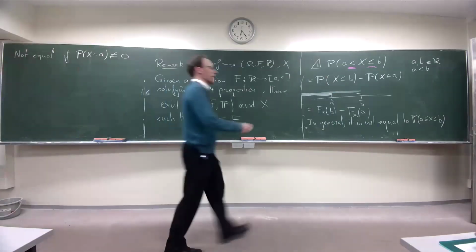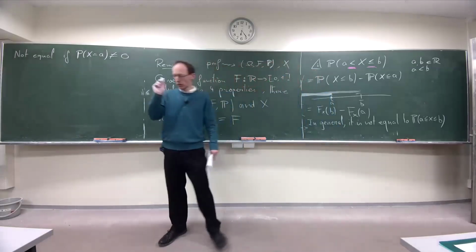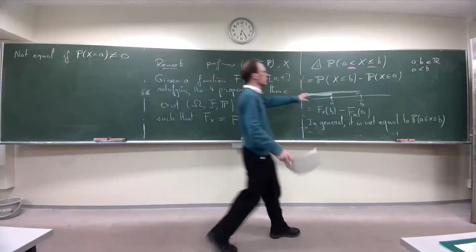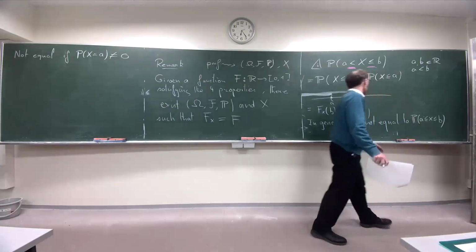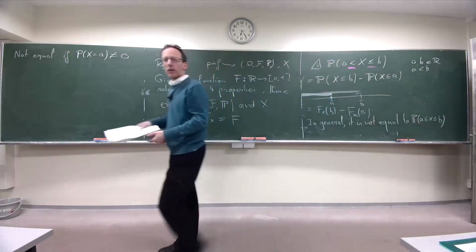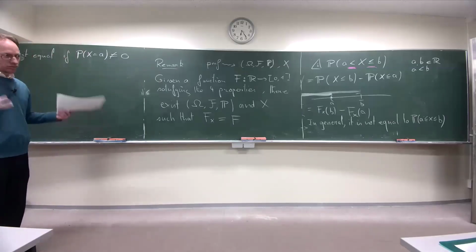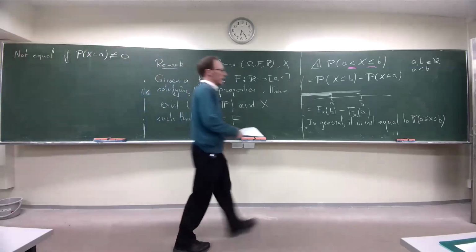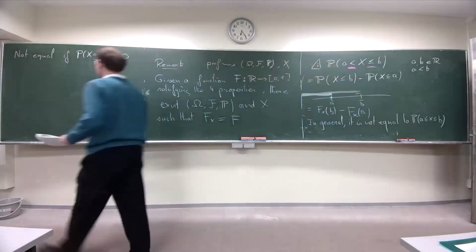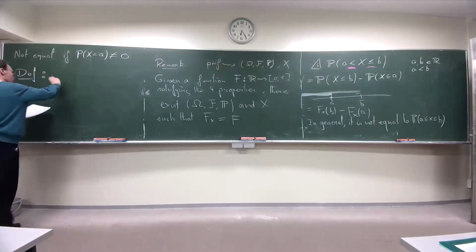So one point can be important. If the point a has a certain probability which is not 0, then these two quantities are not equal, because whether you include a in this interval or exclude it matters if a has a certain weight. So you would like to say when these two quantities are equal or not. There is a natural definition, and you will see why I'm making it.